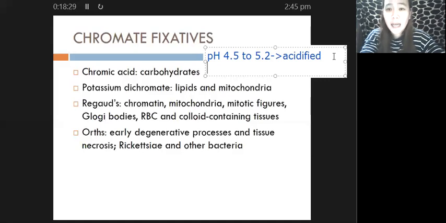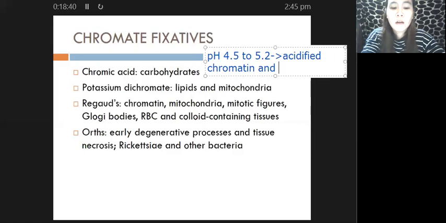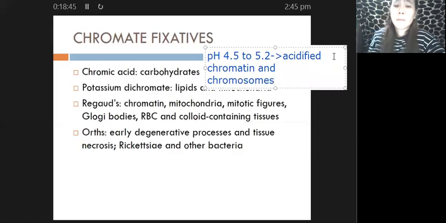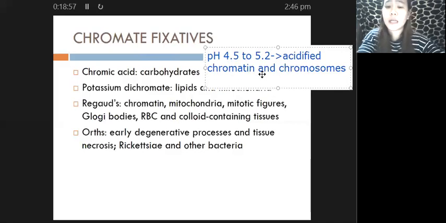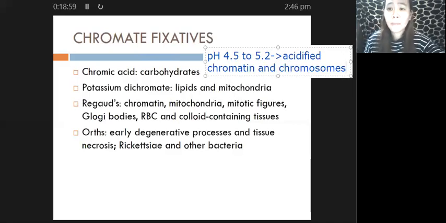So ano ma'am ang na-fix pag inacidify natin, if we acidify your potassium dichromate? Acidified potassium dichromate is capable of fixing your chromatin fibers and your chromosomes. Okay, so it is able to preserve or fix your chromatin and your chromosomes. Again, the disadvantage of acidifying your potassium dichromate is that you can no longer use it to preserve or to fix your mitochondria.